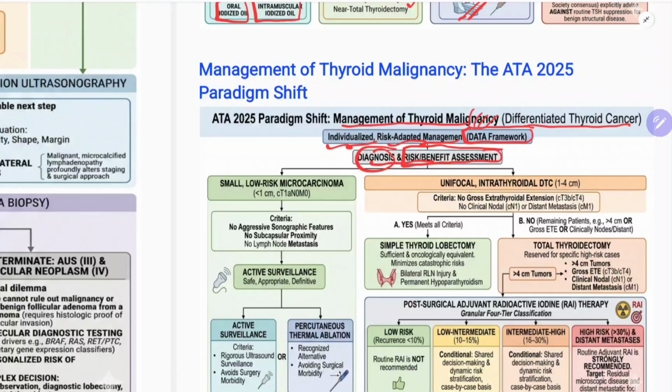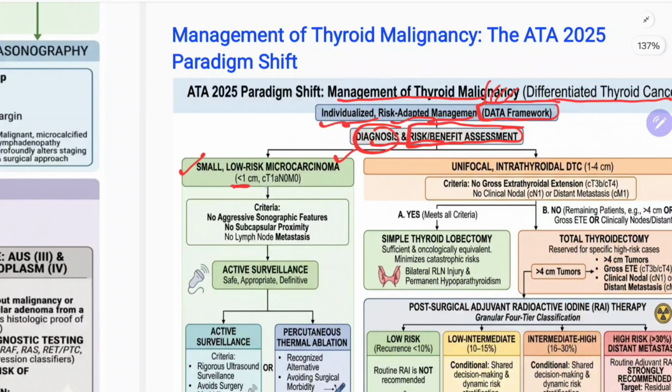Then according to that, you will classify it as a small gland with low risk microcarcinoma. Small meaning less than 1 centimeter in size, and low risk microcarcinoma meaning the stage is cT1a N0 M0. So the criteria is there are no aggressive sonographic features, no subcapsular proximity, no lymph node metastasis.